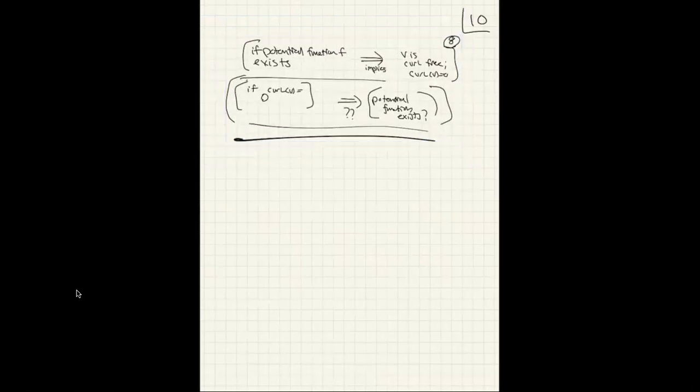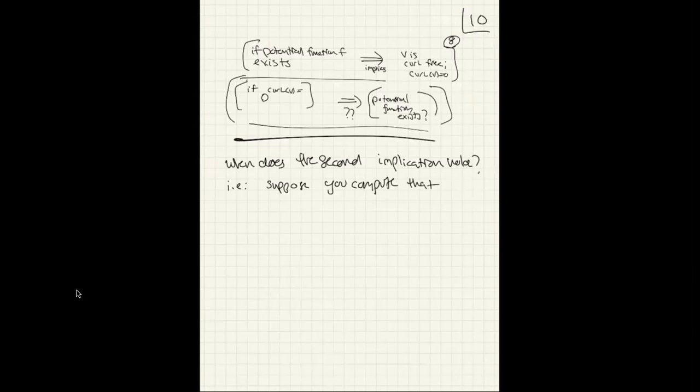So when does the second implication always hold? That is, suppose you compute that the curl of V is 0. Can you say a potential function always exists? And the answer is only if the domain is simply connected.